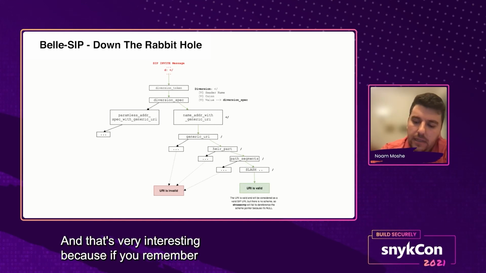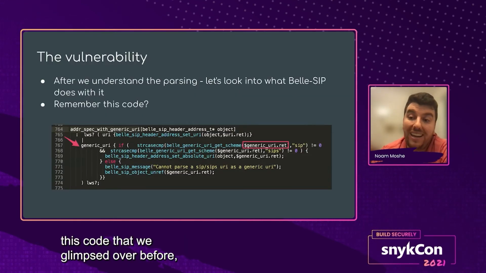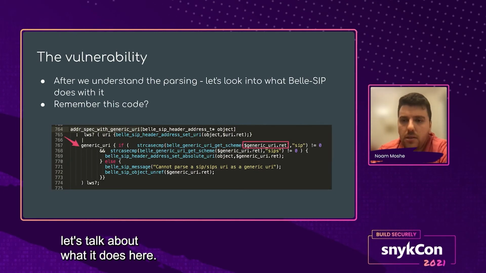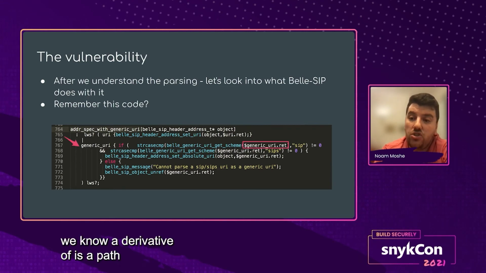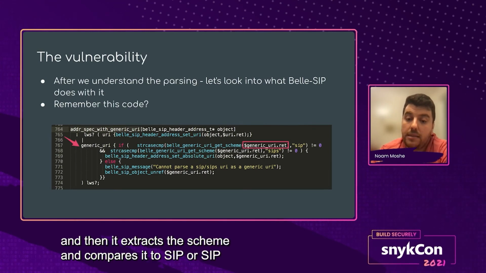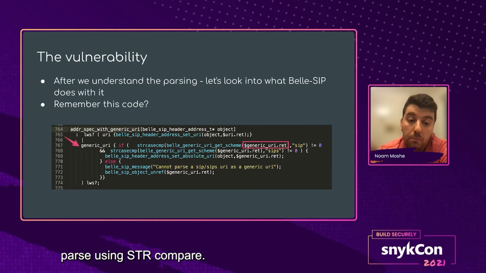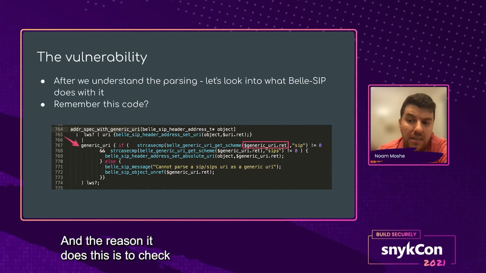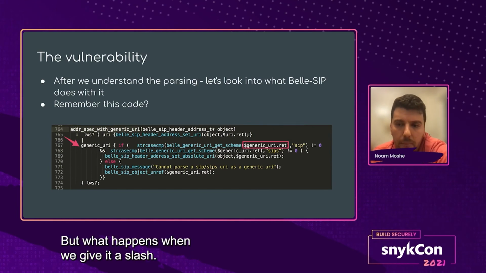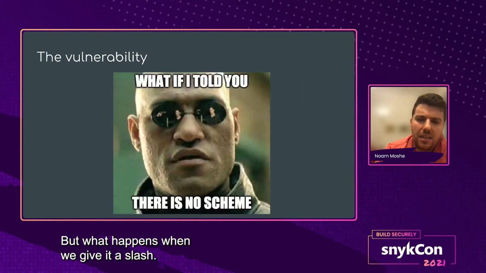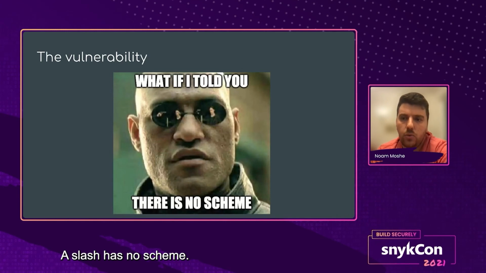And that's very interesting, because if you remember this code that we've glimpsed over before, let's talk about what it does here. It tries to parse the SIP URL as a generic URI, which we know a derivative of is a path, and then it extracts the scheme and compares it to SIP or SIPS using strcmp. The reason it does this is to check whether the URL is a SIP URL. But what happens when we give it a slash? A slash has no scheme.